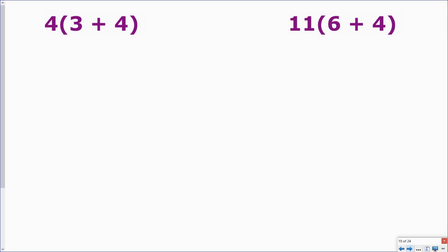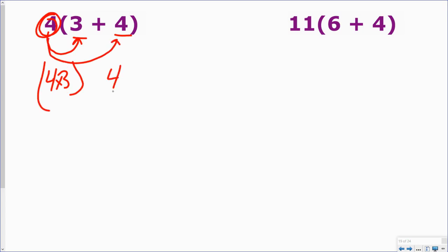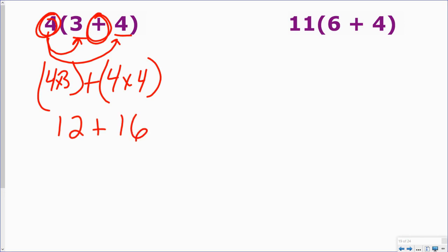So let's take a look at this. Again, distributing the 4, because that is on the outside of the parentheses, to each number inside the parentheses. So 4 multiplied by 3, and then 4 multiplied by 4. And again, I'm adding here, so I'd have my addition sign between those two groups. 4 times 3 is 12, plus 4 times 4 is 16. And when I add those two together, I get 28.